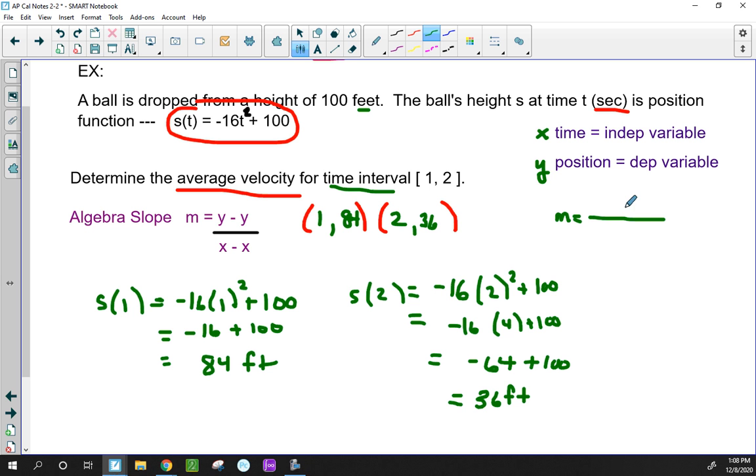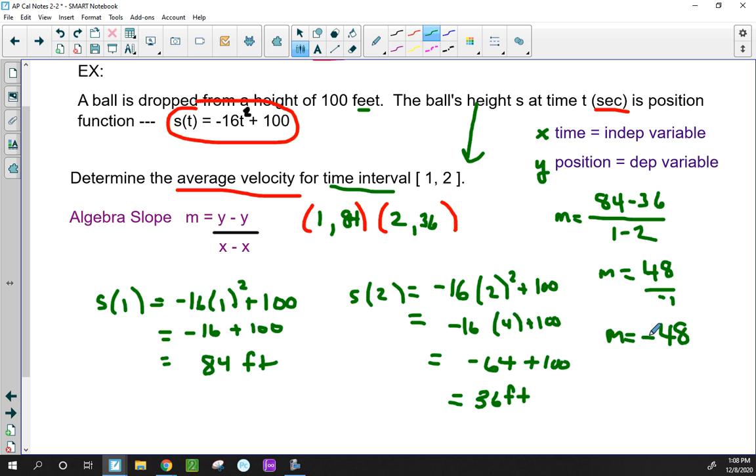So 84 minus 36, and 1 minus 2. And we get a positive 48 over negative 1. And so that means the slope is negative 48. And the reason that it's negative is because the ball is moving downward. So it is falling. Okay, and that's what you would expect.